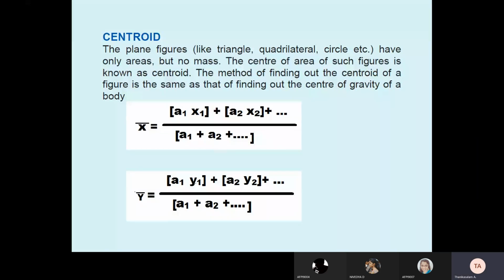The method of finding out the centroid of a figure is the same as finding out the center of gravity of a body. So previously I have written x bar equal to W1 x1 plus W2 x2 plus etc. Here I replace the W with A1. Therefore x bar equal to A1 x1 plus A2 x2 plus etc. divided by A1 plus A2 plus etc. Y bar equal to A1 y1 plus A2 y2 plus etc. divided by A1 plus A2 plus etc. Okay.